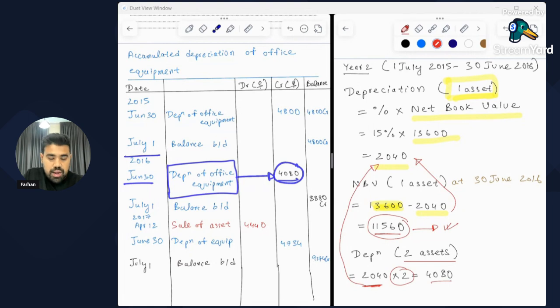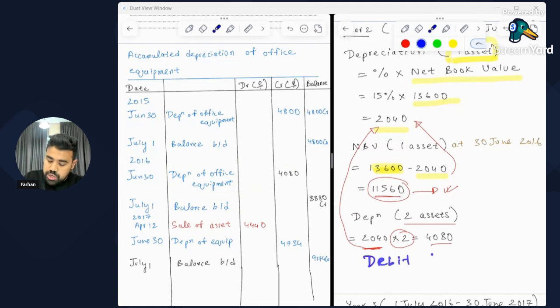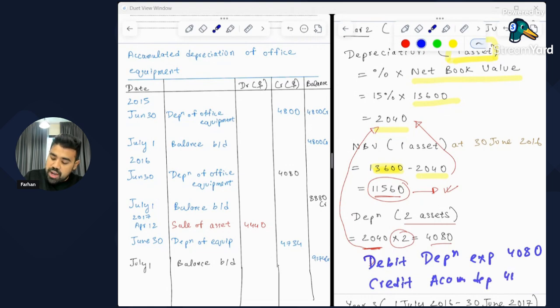Why is it on the credit side again? Do you remember the journal entry? What is the journal entry to record depreciation? Debit depreciation of office equipment. Let's just say debit depreciation expense by 4,080, and we would credit the accumulated depreciation, right, by 4,080. So you can see within the accumulated depreciation account, on the credit side, we have to include 4,080. So this is how a journal entry is transferred to the main account for accumulated depreciation.